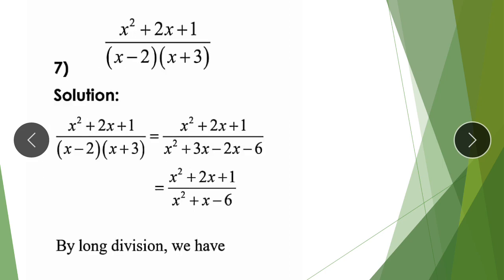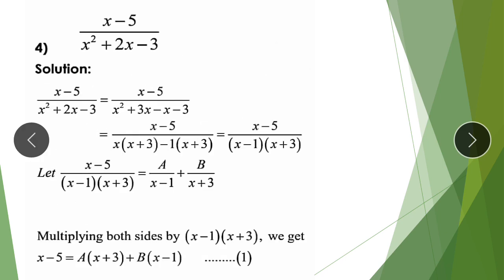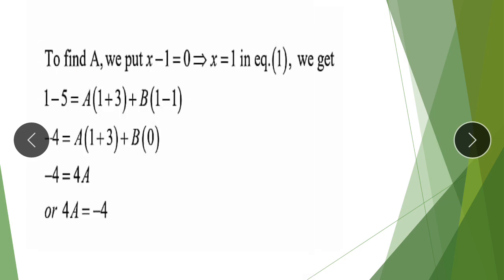We have now question number 7 here. Okay, here we can see x square plus 2x plus 1, and here we have the denominator x minus 2 times x plus 3. If we compare this question number 7 with the other questions, we can see here that the degree of the numerator is 1 and the degree of the denominator is 2. So it is less and it is greater, so it is a proper fraction.